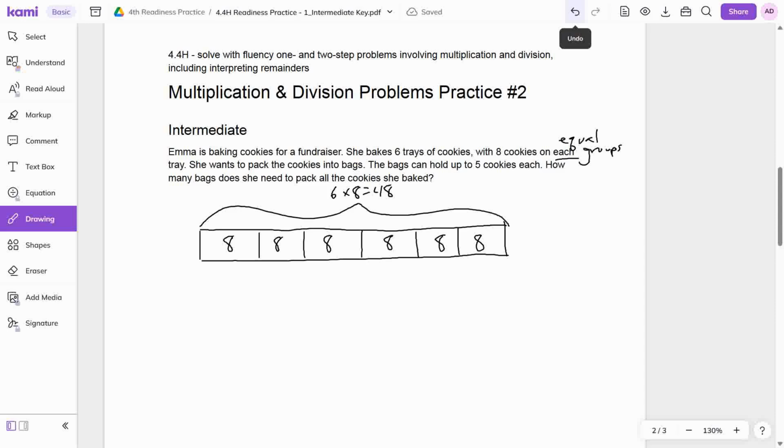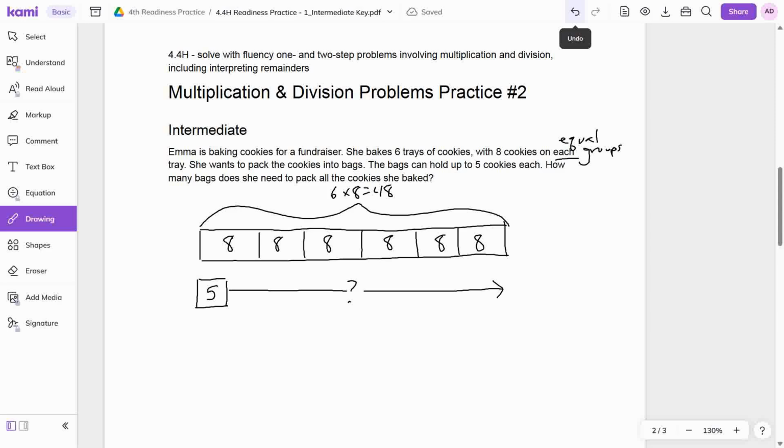How many bags does she need? Okay, so what I want to do here is I'm going to draw a little box like this, and I'm going to put a 5 in there. And then I'm going to draw an arrow with a question mark here because I don't know how many 5s I need to fit my 48. And 5 doesn't go into 48 evenly, so here's what we need to think about.